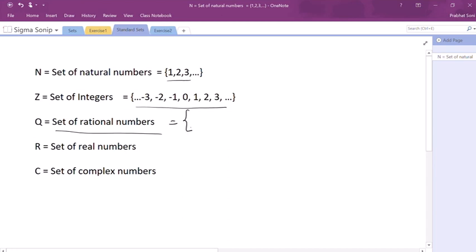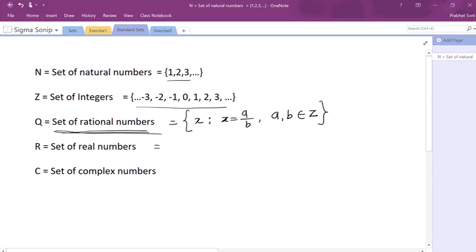And the set of rational numbers, here we can use the set builder form to write it. So this Q consists of x such that x equals a over b, and a, b are members of Z. So a and b are integers. That's what makes it a rational number. This is the set of all rational numbers which can be represented in the form a over b.